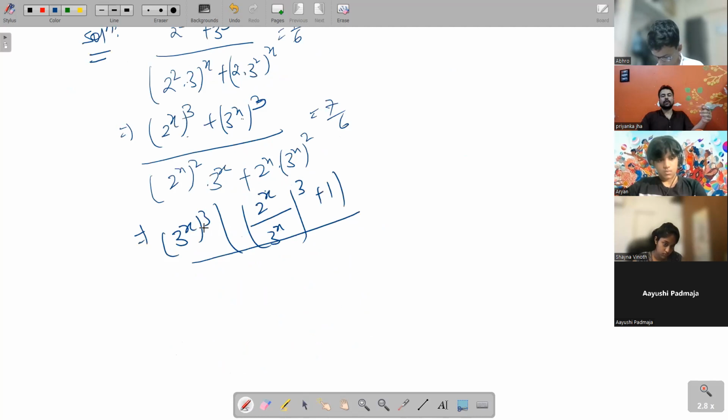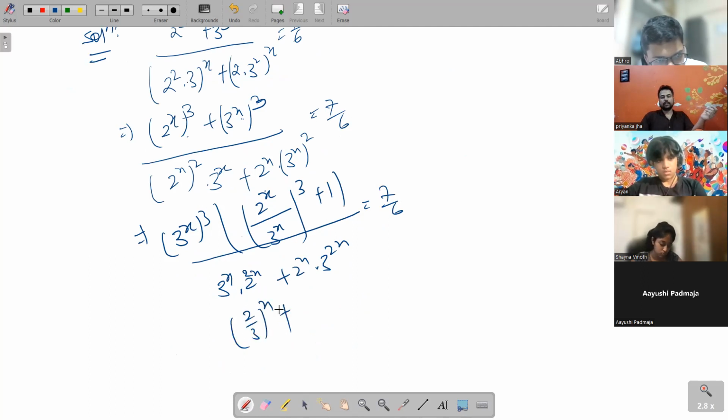Take 3 raised to x into 2 raised to 2x plus 2 raised to x into 3 raised to 2x equal to 7 by 6. Now, see, power is same. So this can be written as (2 by 3) to the power x, to the power 3.